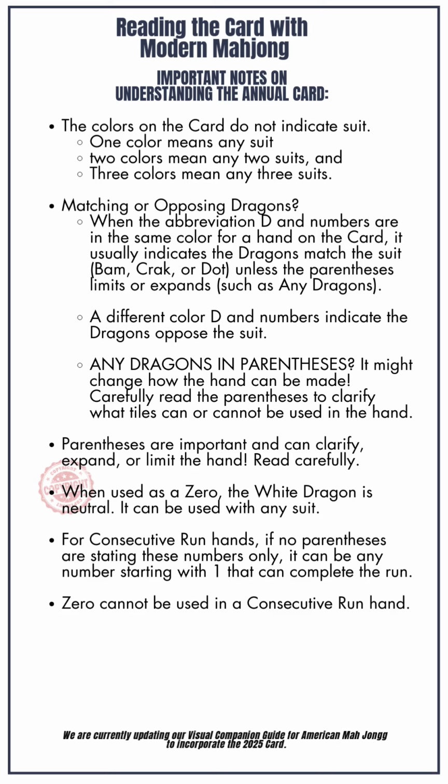It's like location, location, location. Very important. When used as a 0, the white dragon is neutral and can be used with any suit. For a consecutive run, if there are no parentheses, it's any number starting with 1 that can complete the run. And just a reminder, 0 is not in a consecutive run hand.